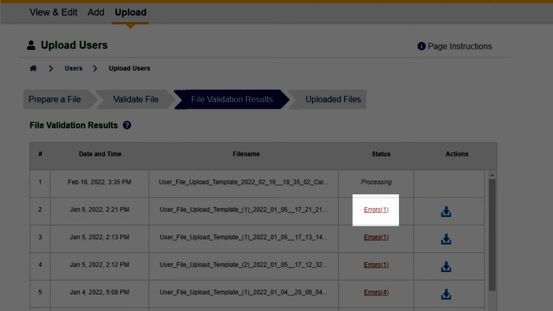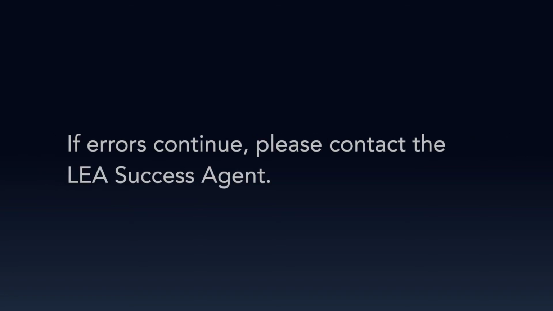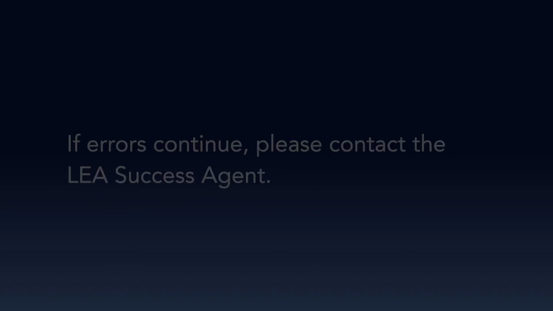If there are errors in the file, the status appears along with the number of errors in parentheses. Select either the Error Status hyperlink to view a pop-up list of errors found, or use the download icon in the Actions column to download an Excel file with the same list of identified errors in the file. If errors are detected, the file must be revised to address the identified issues and then resubmitted for validation. The file cannot be uploaded into the system until the status is validated. If errors continue, please contact the LEA Success Agent.